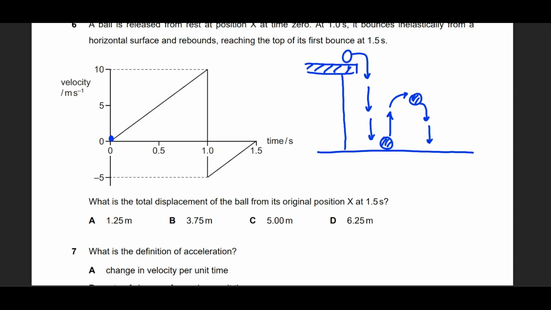But the only motion given in the graph is up to this point, that it reaches the highest point at 1.5. So what happens after that? So we're going to limit ourselves up to this location. The thing that he's asking us is the displacement from the starting point.